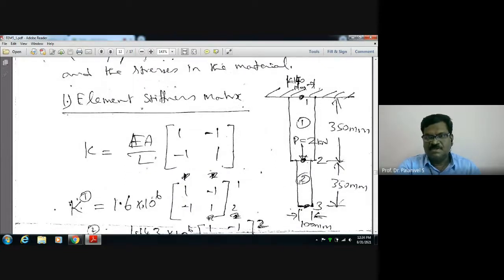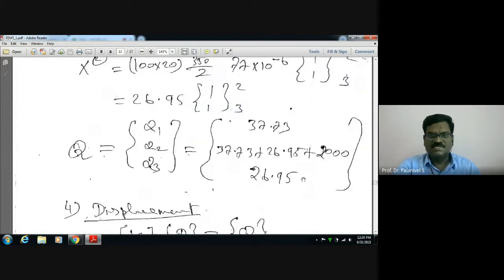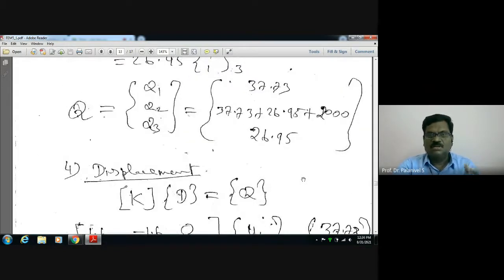Bar means bottom element. Okay, half of its body weight I assumed to be acting at node 3. Half weight of it is assumed to act at node 2. That is why it is summed like this. To get the global load vector, we are doing it like this.